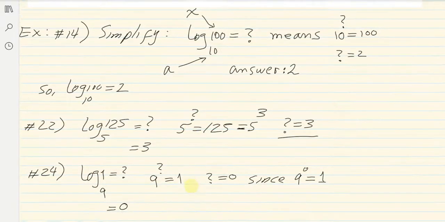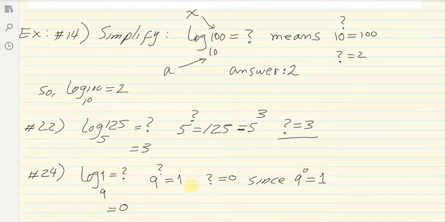And another example, number 24. This time the base of the log is 9 and the argument is 1. We want to know, what does log base 9 of 1 equal? Again, this means 9 raised to what power equals 1. By inspection, we know that any non-zero number to the 0 power is 1, correct? So the question mark must be 0, because 9 to the 0 is 1. So the answer is going to be 0.